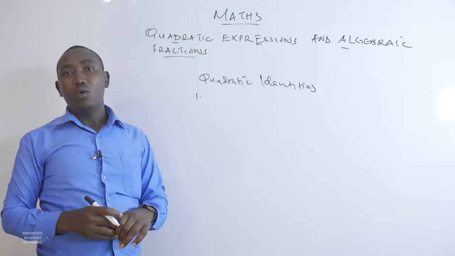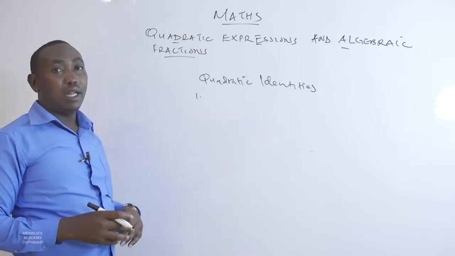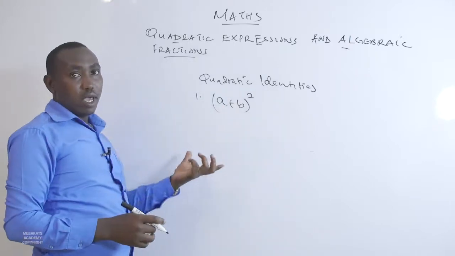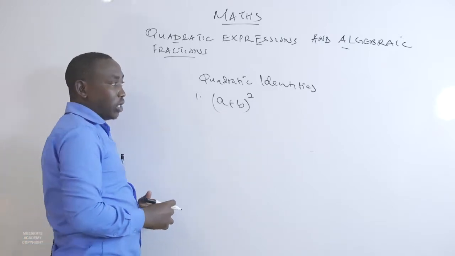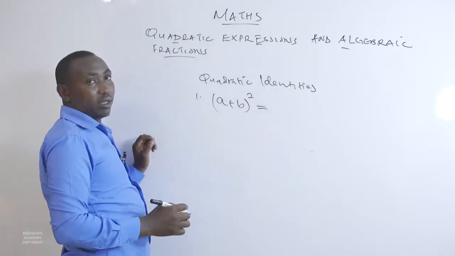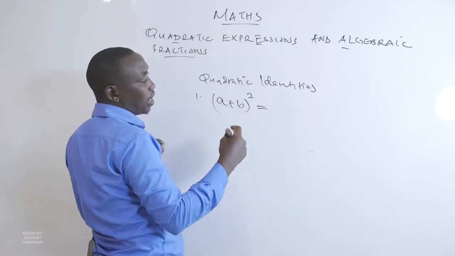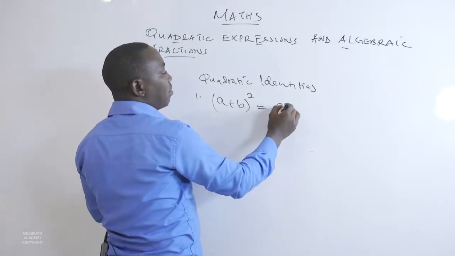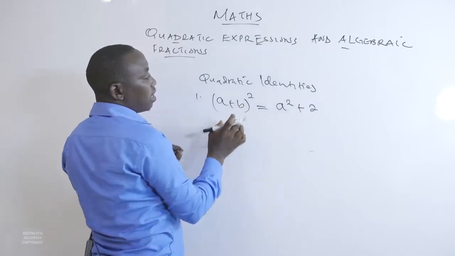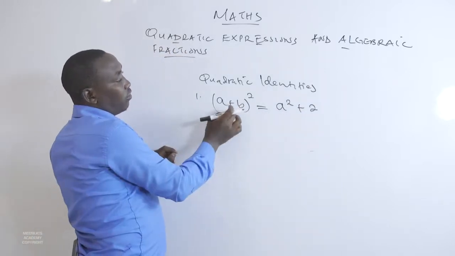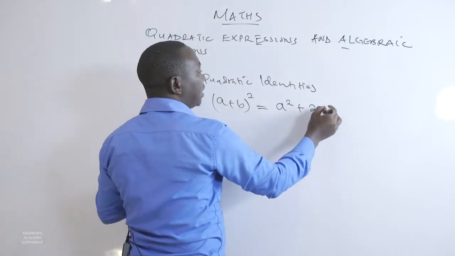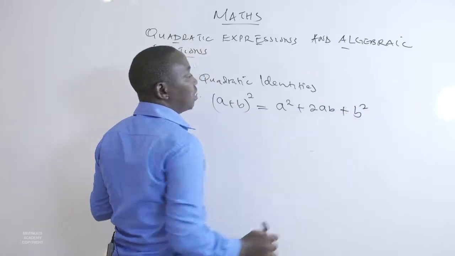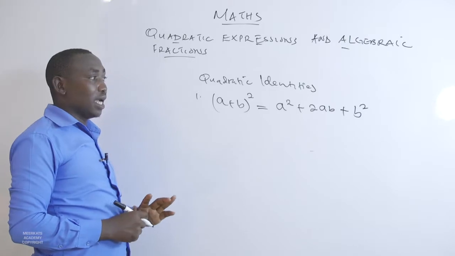Number one, we talked of the additive quadratic identity. That is when you have (a + b) raised to 2. This is a quadratic expression. Whenever you expand this, the identity led us to the discovery that when expanded, it shall be a squared plus twice the product of the two terms, twice ab, plus the square of the second term. That is the first quadratic identity.